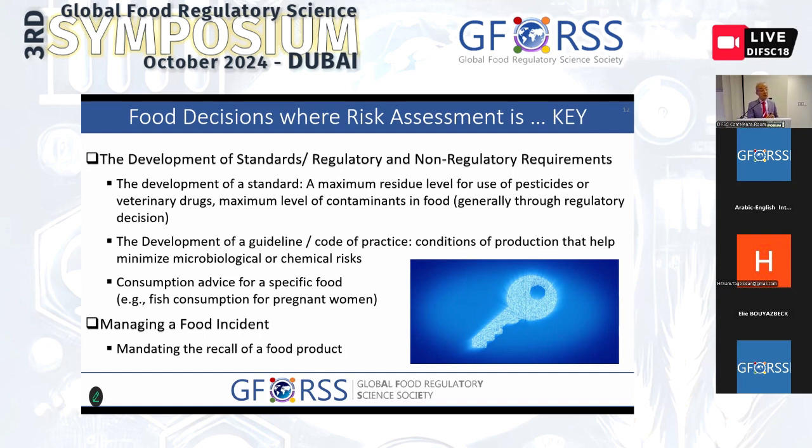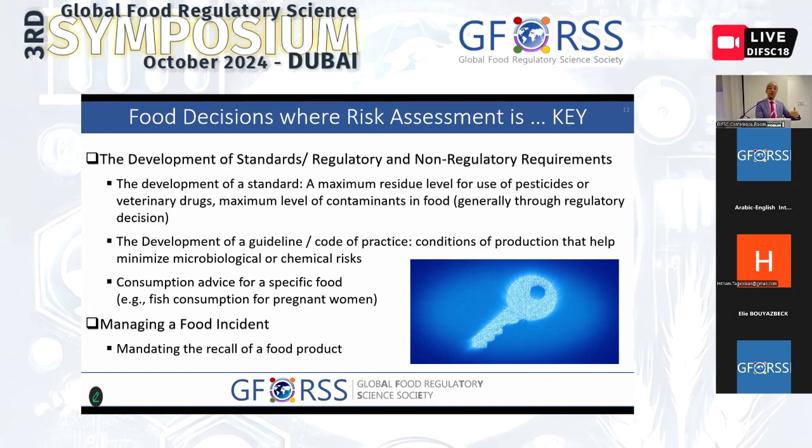But it can also be the development of a guidance or a code of practice that can help producers improve their conditions of control for a particular hazard or a series of hazards. It can be also a series of advice to consumers. The example that I gave is fish consumption to pregnant women. That's a risk management approach that is not a regulatory decision. Nonetheless, it is a risk management approach that comes from a risk assessment. And those type of decisions generally are what we call preventive risk management decisions, because when you set these requirements, you're trying to prevent an incident from happening.